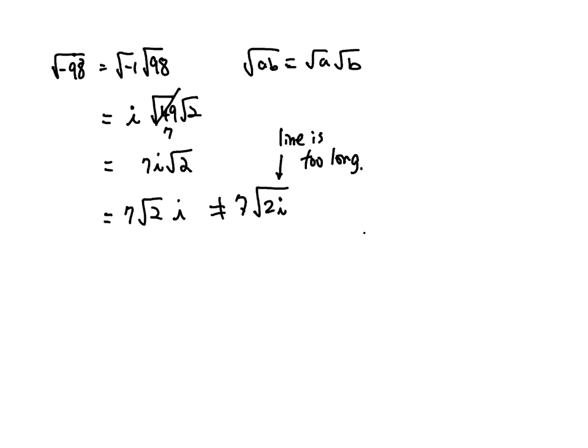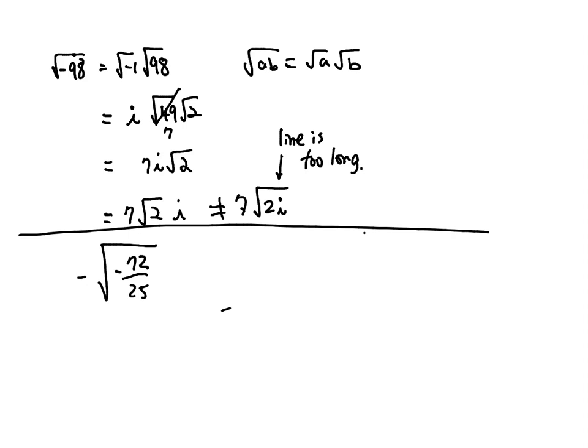Okay, alright, the next question, negative square root of negative 72 over 25. So again, same idea. Let's get the i out of there. Okay, so you get negative i square root of. Now, if you remember how to handle square root of a fraction, you take the square root of the top and the square root of the bottom.